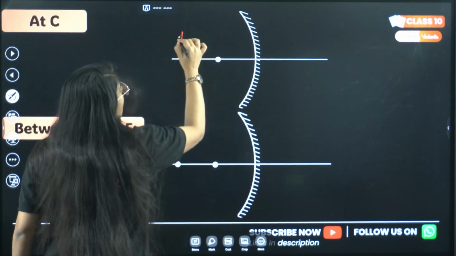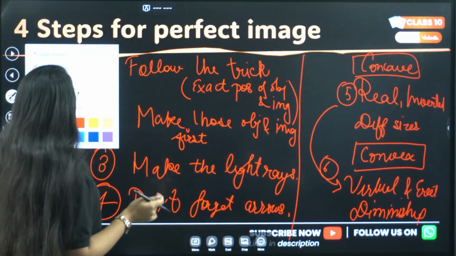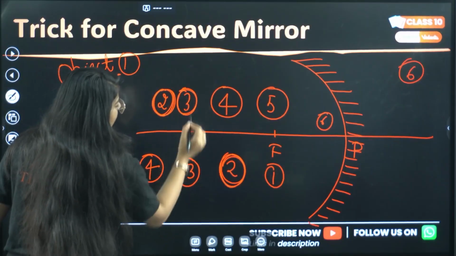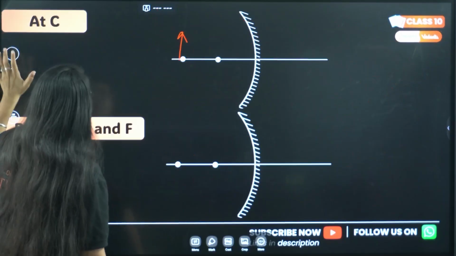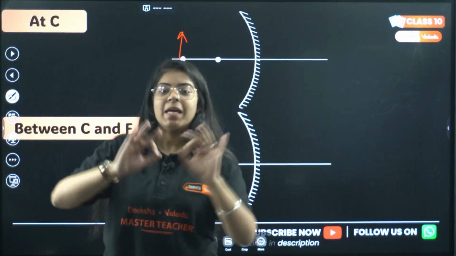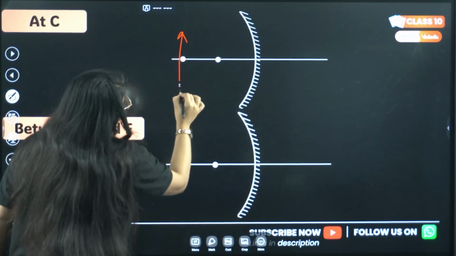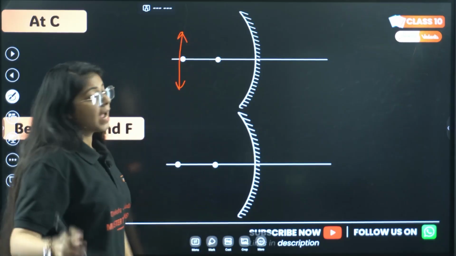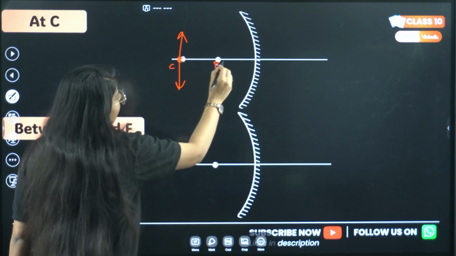Now at C, I clearly remember from the trick that when my object is at C, the image will also be at C. And I know when my object is placed at the center of curvature, the size of the image will be equal to the size of the object, correct? So under this, I will also make one image which is of the same size at the same position. This is my center of curvature, this is my focus.